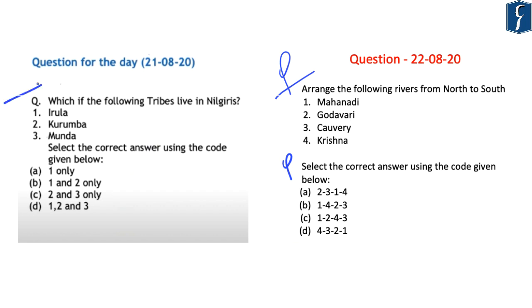Now coming to the answer of yesterday, the question was, which of the following tribes live in Nilgiris? Options were Irula, Kurumba and Munda. In this, the first two options are correct, whereas third option is incorrect. So the question was, select the correct answer using the code given below. So our correct answer here becomes B, that is 1 and 2 only.